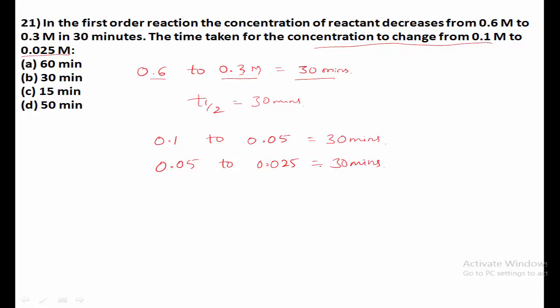It takes 30 minutes. So totally now, from 0.1 molar to 0.025 molar, the time taken will be how much? The sum of these two times, that is, half-lives. Okay, so how much does it become? It becomes 60 minutes. So the time taken for the concentration to change from 0.1 molar to 0.025 molar is 60 minutes. That is, option A is the correct answer.